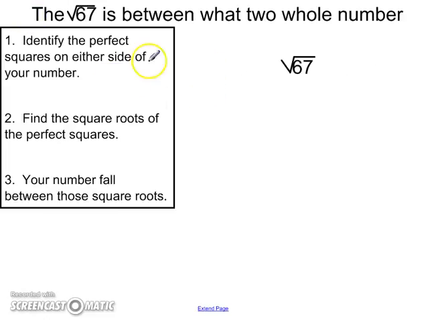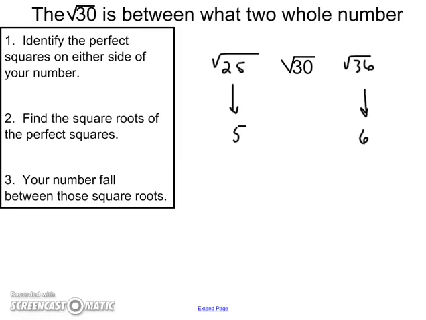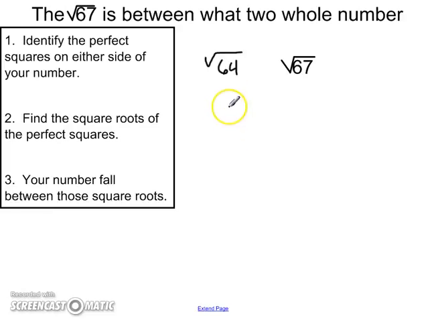The square root of 67 falls between what two whole numbers? Well, if I go to my chart, oh, wait a second, it doesn't fall on my chart, which means I have to know what those perfect squares above are. The next perfect square on the chart would have been 64, because the square root of 64 is 8.